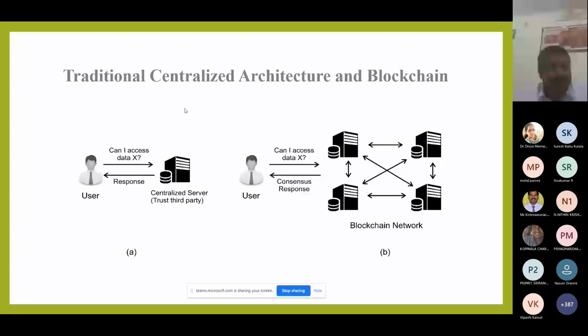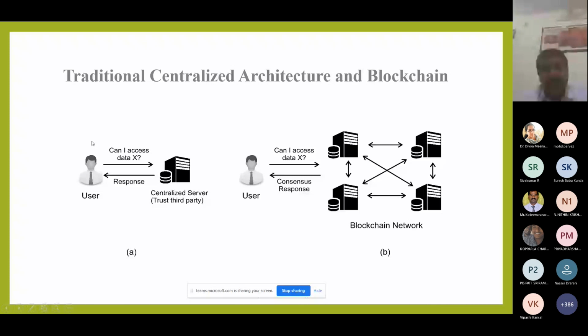In the normal centralized architecture, figure A, you can see a user who wants to access some data. What will happen? It will first send a request. So the user is sending a request: can I access data X? And the centralized server sends a response, based on the permissions and privileges assigned to the user. So this is how the normal centralized architecture operates.